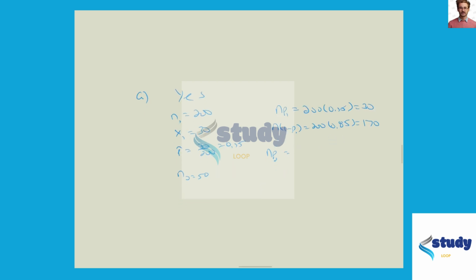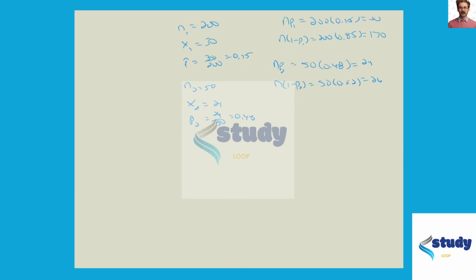For the second sample, where n is 50, the number is 24, and so the sample proportion p hat is going to be 24 out of 50, and that's 0.48. So 50 times 0.48 is 24, and n times 1 minus p2 is going to be 50 times 0.52, which is 26. So in both samples, np and n times 1 minus p are greater than or equal to 5, which means the sample sizes are large enough.